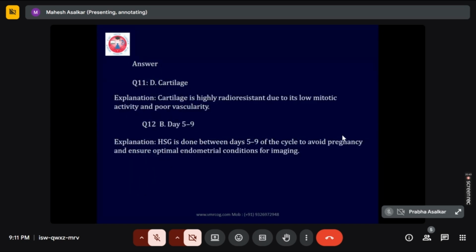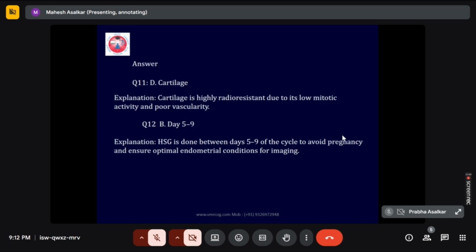So question number 11 is D. Cartilage is highly radio resistant due to its low mitotic activity and poor vascularity. Question 12 is B, that is 5 to 9. HSG is done between day 5 to day 9 of the cycle to avoid pregnancy and ensure optimal endometrial conditions for imaging.